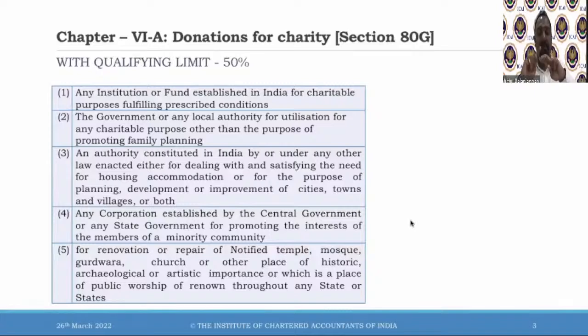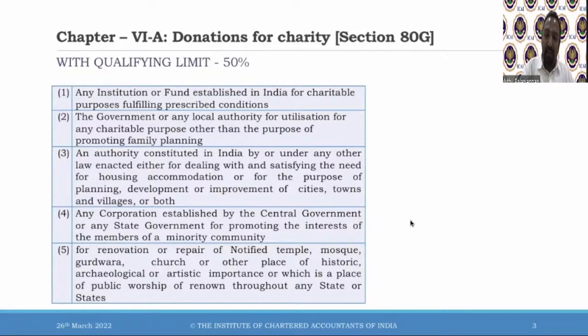Two types of charity. First is any fund established in India for charitable purposes. That is the first category. The second category is a charitable purpose where you are actually paying to the government or a local authority, which is being utilized for charitable purposes. Here there is an exclusion, that is charitable purpose other than promoting family planning. The third one is relating to infrastructure, that is housing, accommodation, development of cities, development of towns, planning of cities and towns.